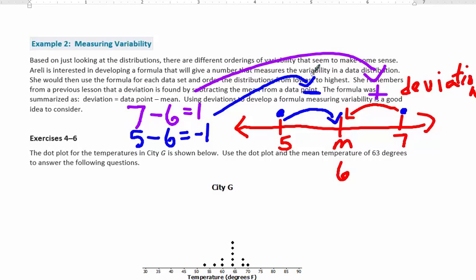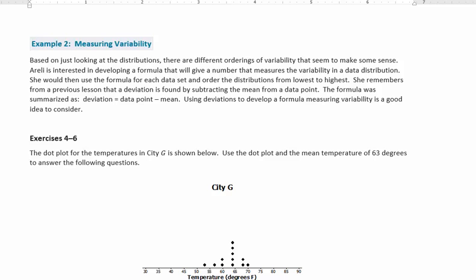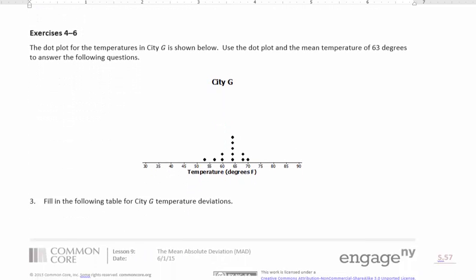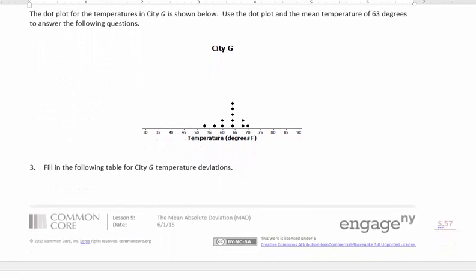And what do you remember when I add up my values for deviations? When I add up my values for deviations, they always equal 0. So I'll always have negatives, I'll always have positives. Okay, let's go on to exercises 4 to 6. The dot plot for the temperatures in city G is shown below. So here's city G. Use the dot plot and the mean temperature of 63 degrees to answer the following questions.